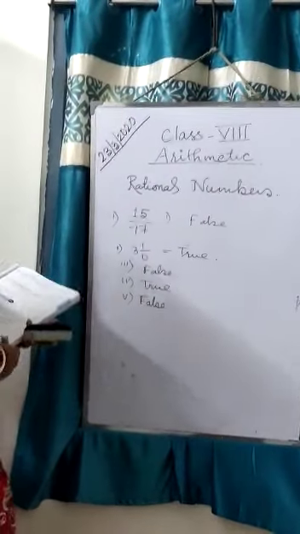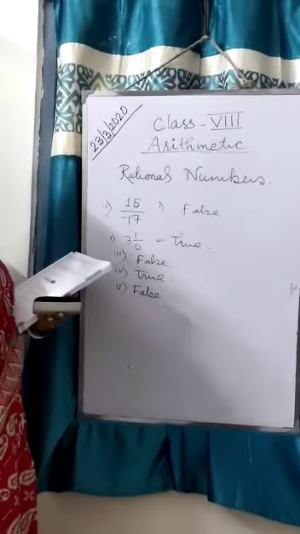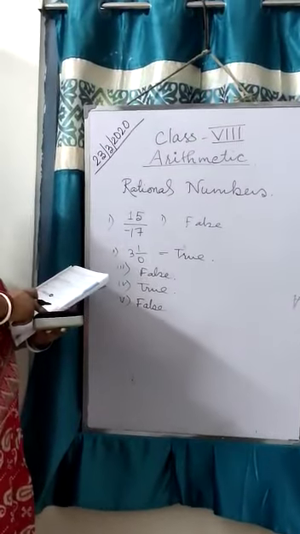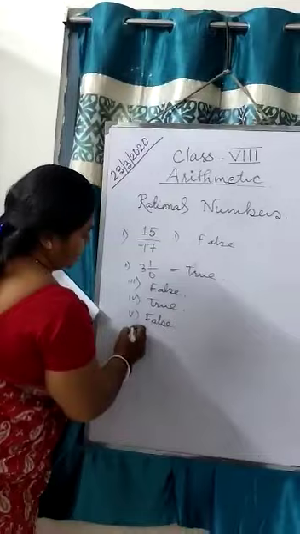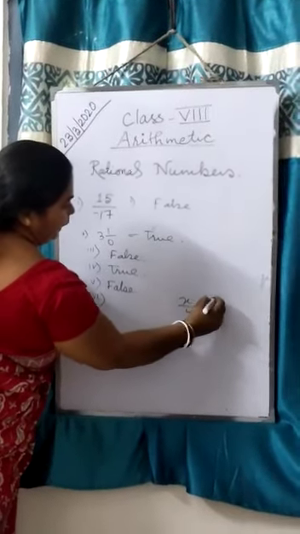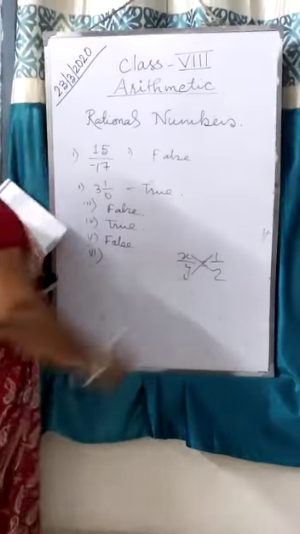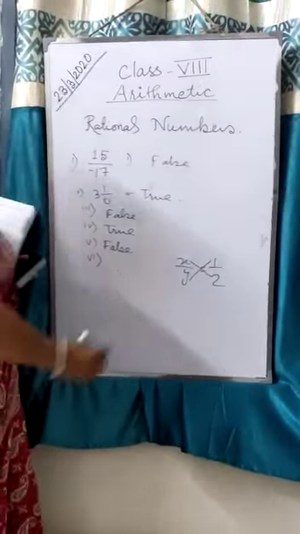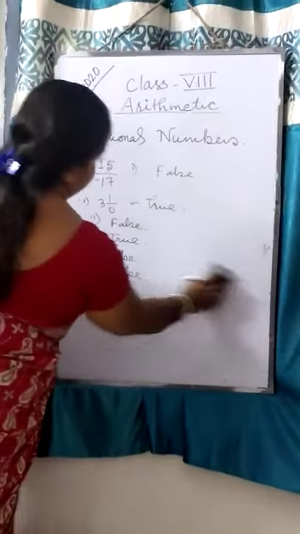Number 6 says, in a cross multiplication, the numerator of the first rational number is multiplied by the numerator of the second, and the denominator of the first multiplied with the denominator of the second. No. In a cross multiplication, we multiply numerator with denominator and denominator with numerator. So this statement is also false.